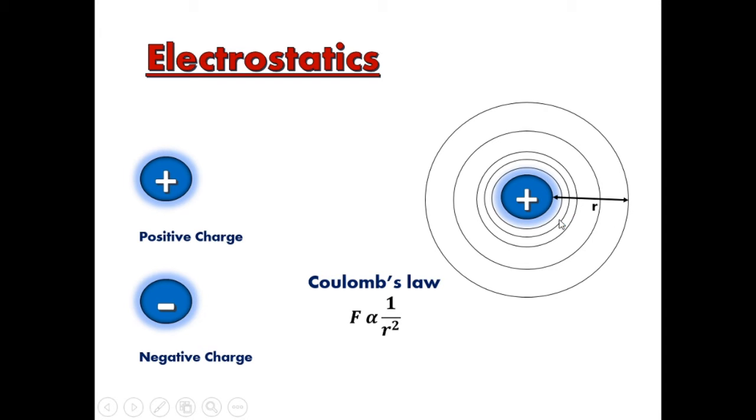This can be understood with the help of Coulomb's law. Coulomb's law states that the electric force is inversely proportional to r square. Similarly, the electric field is also inversely proportional to the distance. So, as we move away from the charge, the electric field will decrease. This is what is called a static charge, and this is how an electric field is produced by a static charge.